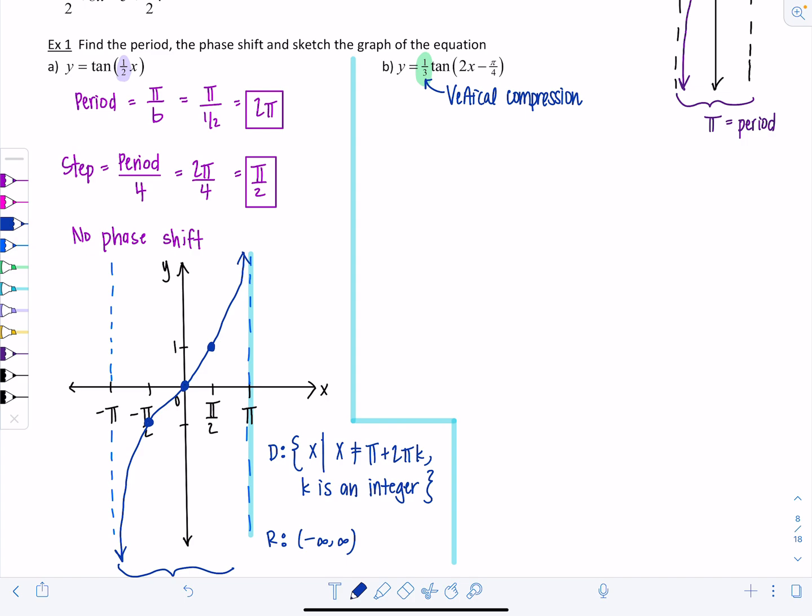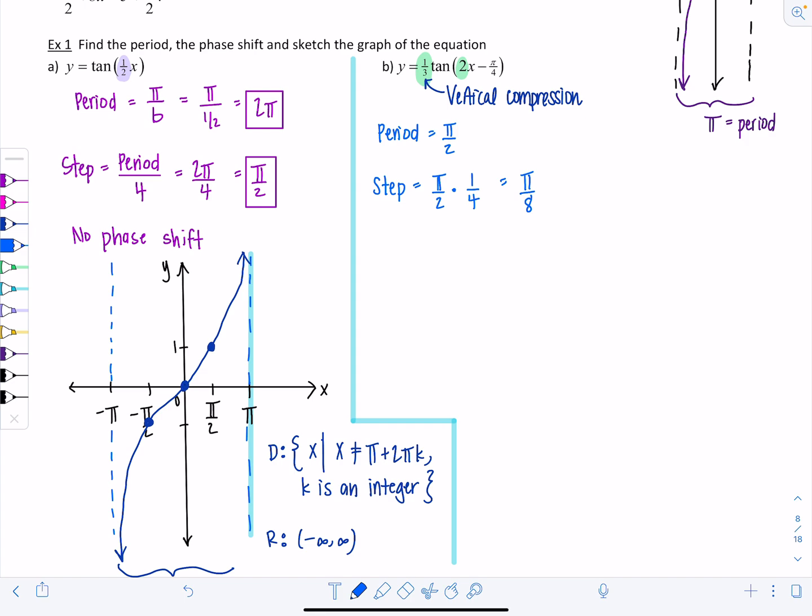Okay, now let's notice some other important features here. B is 2, so that means the new period is going to be pi divided by 2 in this case. So the step is the period divided by 4. Anytime your period involves a fraction, so pi over 2, instead of writing divided by 4, think times 1/4. Same thing, just easier to compute. And so the step is pi over 8.